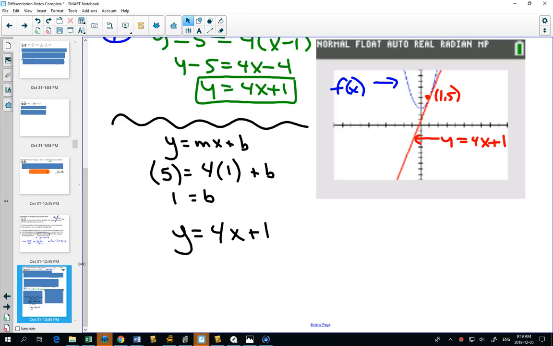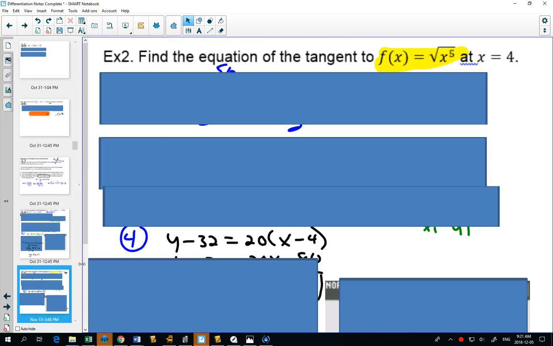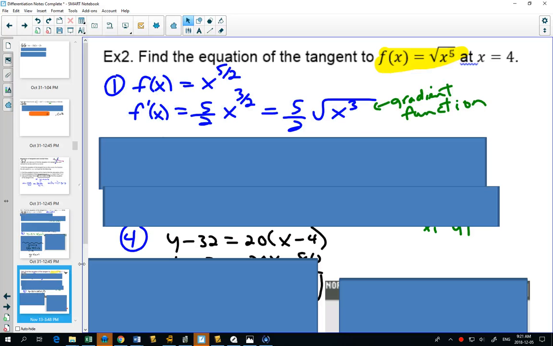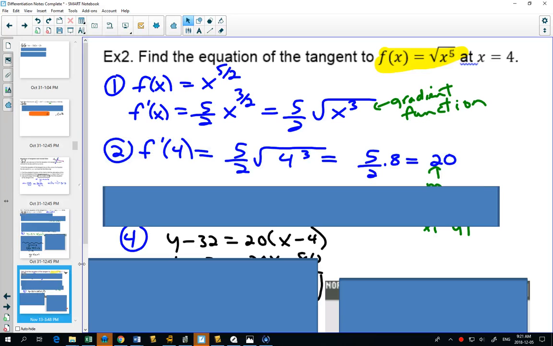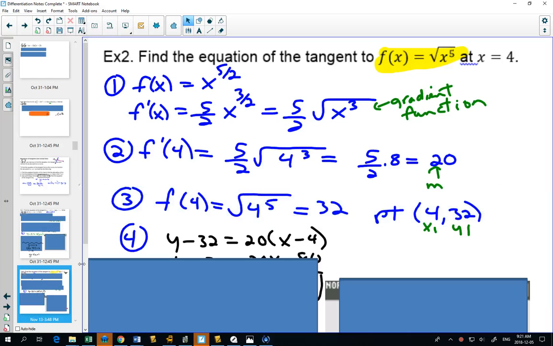I'd like you to try the next one on your own. I'll put up the answers so you can check along the way. Did you get your derivative correct? Did you find the right slope of your tangent line at that point? Did you find the point on your line?